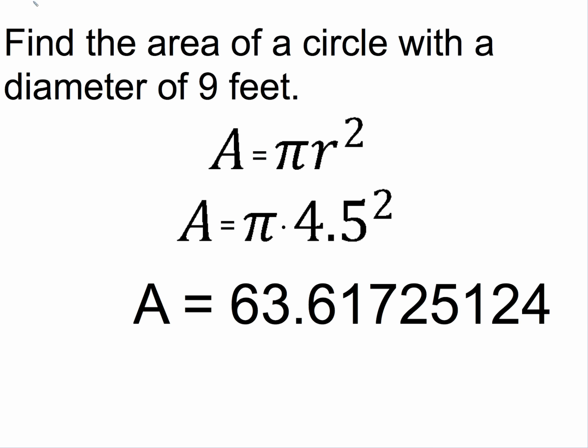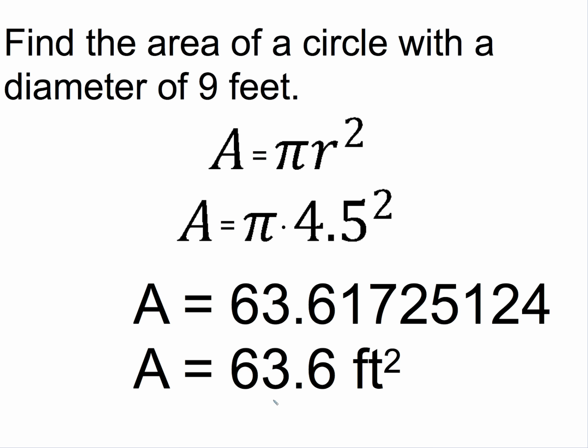Plug that in my calculator and I get a long number again, 63.61725. Again, it doesn't indicate where to round, so let's say I want to stop at the tenths. Well, the 1 tells the 6 to stay the same, so it'll be about 63.6 feet squared. That's it for area of circles.